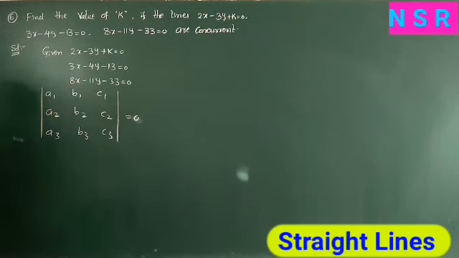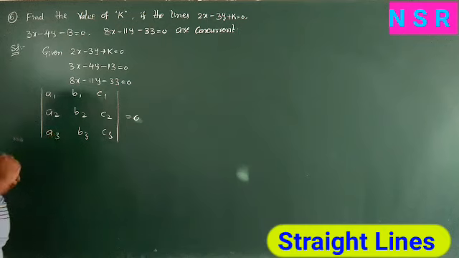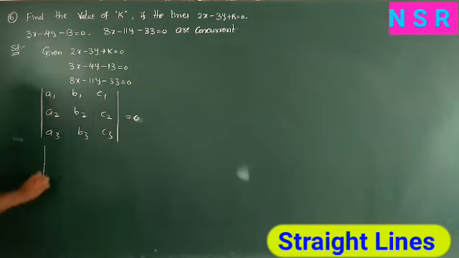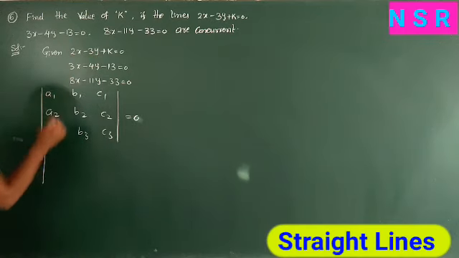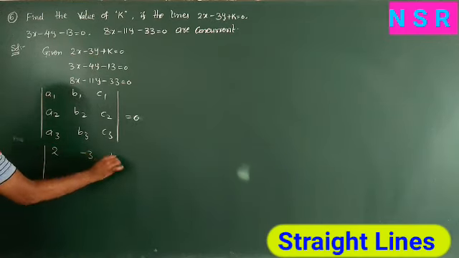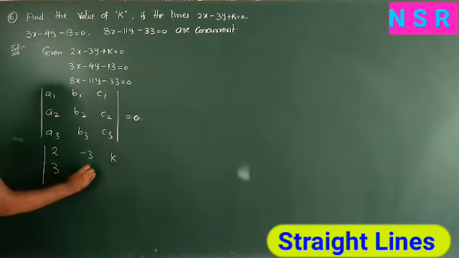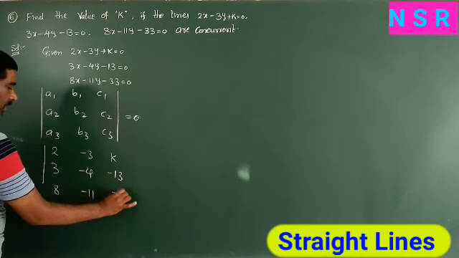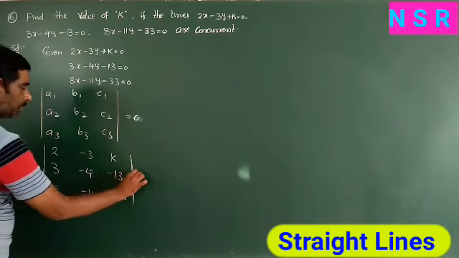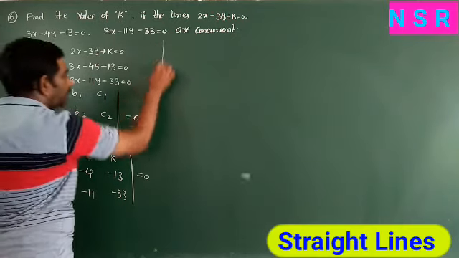So if the determinant of a1 b1 c1, a2 b2 c2, a3 b3 c3 equals 0, then the given lines are concurrent lines. What are concurrent lines? 3 or more lines passing through one point are called concurrent lines, and that point is called the point of concurrency. Here, it is already given in our question that the lines are concurrent, and we have to find the value of k. So substitute the values here: 2, minus 3, k; 3, minus 4, minus 13; 8, minus 11, and minus 33 is equal to 0. So apply the 3 by 3 determinant.